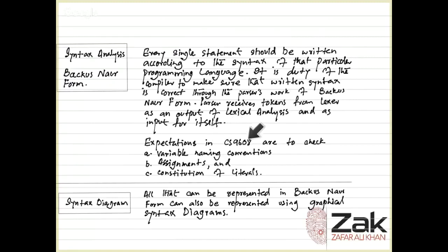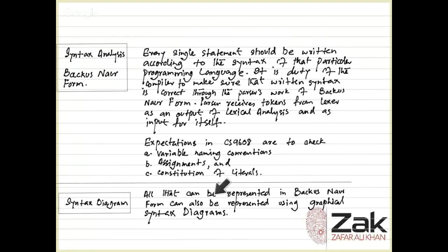Expectations in computer science 9608 are to check variable naming convention. Remember what the variable naming conventions are. You cannot have special characters, the length is of a particular type, no space, things like that. The second one is assignments: the number which is being assigned to a variable, whether it is assigned correctly or not. And constitution of literals. Do you know what literals are? Name is equal to "Zafar" in double quotation marks: "Zafar" is a literal. A is equal to 5: 5 is a literal. The value which is being assigned to the variable is called a literal. Constitution of literal, assignment, and variable naming convention are the expectations of CS 9608. How did I find out? By looking into past paper questions. Otherwise, it is not clear in the syllabus.